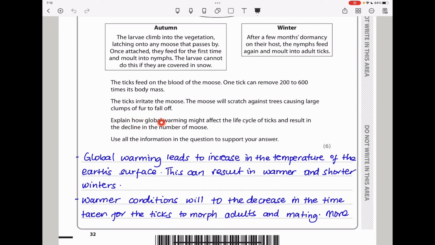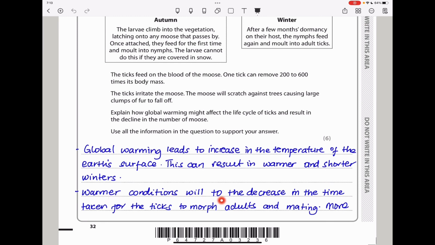They say, explain how global warming might affect the life cycle of ticks and result in the decline in the number of moths. They want you to use all the information in the question to support your answer. This is a 6-mark question, so we have to go all the way. I said, global warming leads to an increase in the temperature of the Earth's surface, and this can result in warmer or shorter winters. So if there is global warming, we could have warmer winters, and the winters could be shorter.